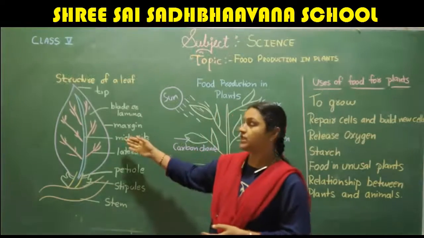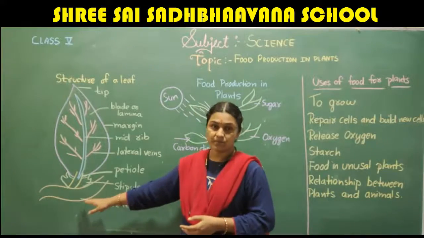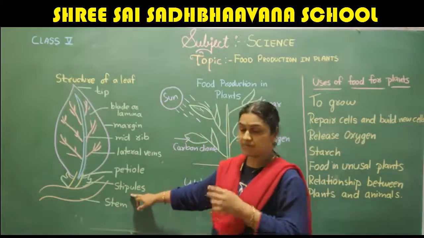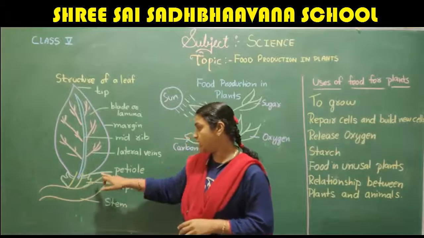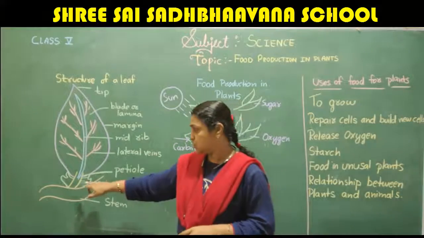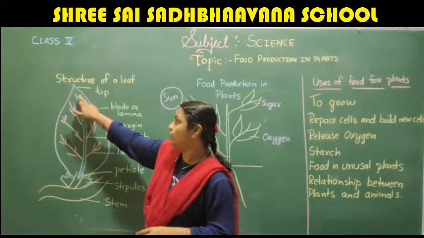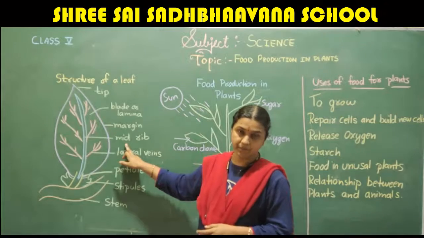Okay, so now let's look at the structure of a leaf. Starting, it is from the stem. You see the stem, and then you have the stipules, which is here, and then you have the petiole, which is here, and then you have a mid vein. This is called the mid vein or midrib.